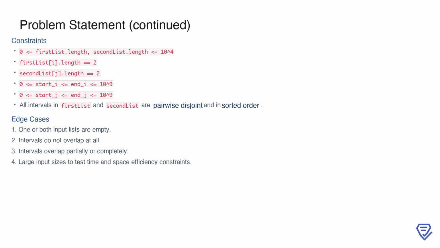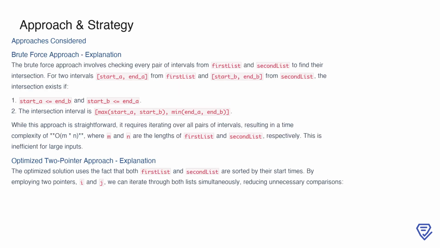To tackle the problem of finding intersections between two lists of intervals, we can start by considering a brute force approach. This method involves checking every possible pair of intervals from the two lists to determine if they overlap.